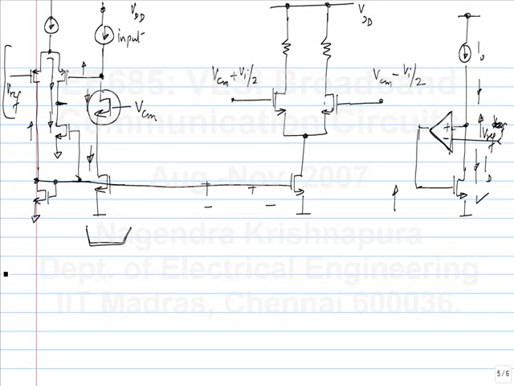So clearly this is not the way it should be biased. It should be biased so that this voltage will be at some definite voltage which will maintain the differential pair transistors, these two transistors, in the saturation region. So how do I do that? What are the different ways I can think of doing?